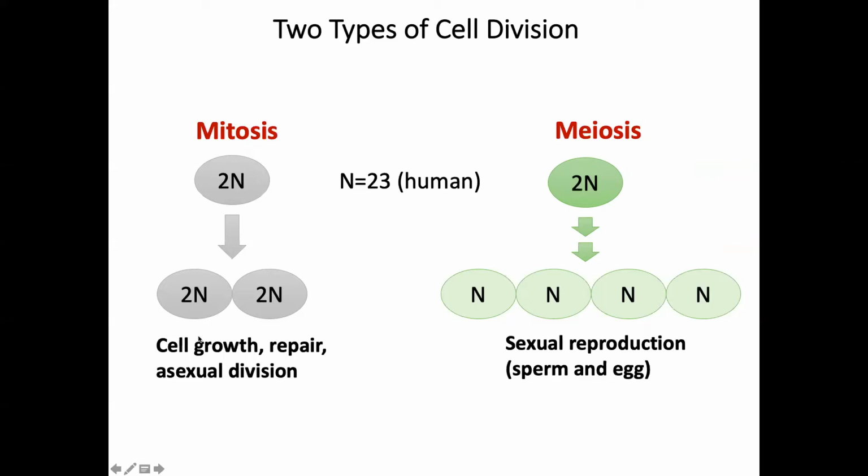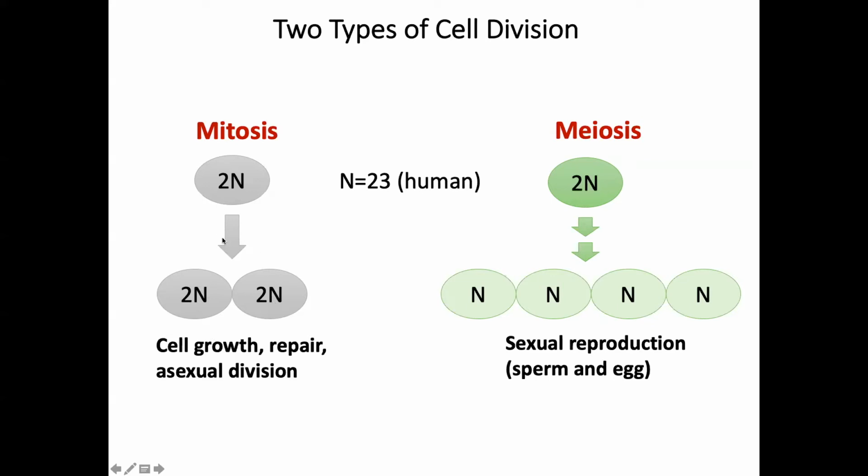We know that human cells have 23 pairs and 46 chromosomes. And having two sets of chromosomes, we name it as a diploid, shown as 2N in these slides. During mitosis, the cell with 2N produces two identical 2N cells, and only one division happens during this process, shown by one arrow.